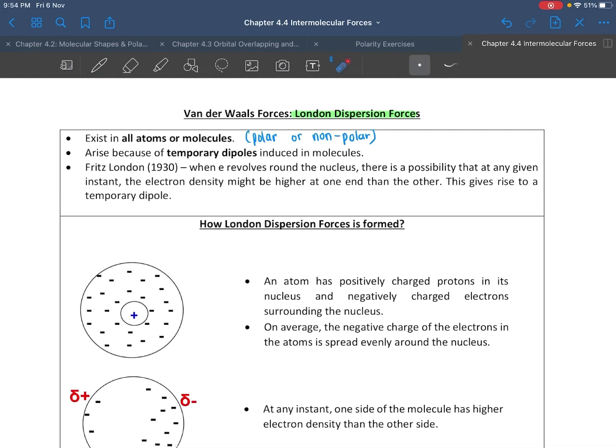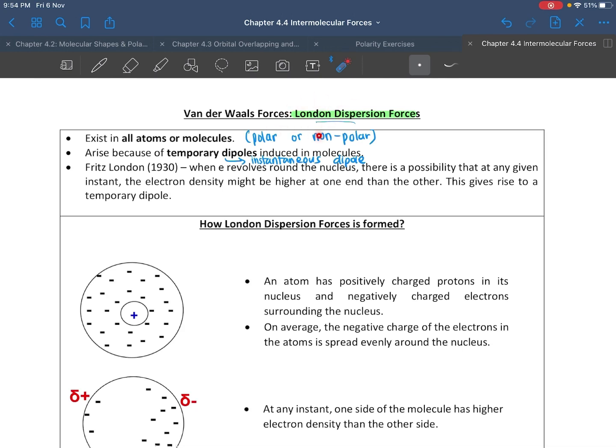Okay, so these London dispersion forces arise because of the temporary dipole induced in molecule. Okay, so dalam molekul tu ada temporary dipole yang akan terhasil dan temporary dipole itulah yang menyebabkan adanya London dispersion forces ni. Okay, so this temporary dipole is also called as instantaneous dipole. Okay, juga dipanggil sebagai instantaneous dipole. Okay, so London dispersion forces.